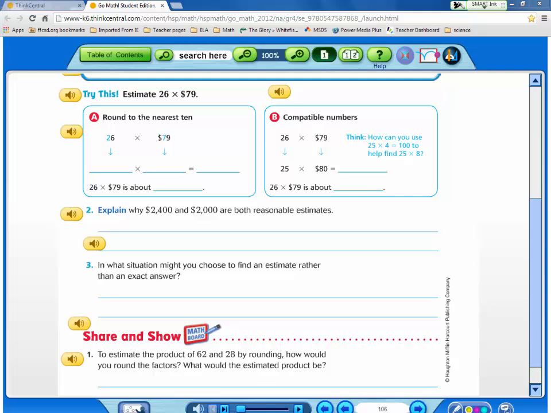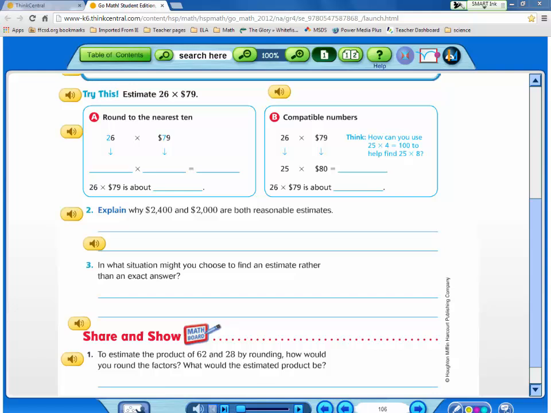Welcome to Go Math Lesson 3.2. Today we're looking at ways that we can round when we're multiplying two digits times two digits. There's a couple ways we can look at this, but one of the most important things we need to remember is that when we're estimating, we either round the numbers first and then get an answer, or we manipulate the numbers in some way before we get the answer.